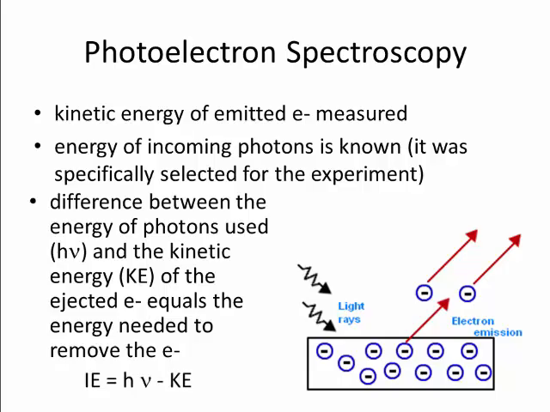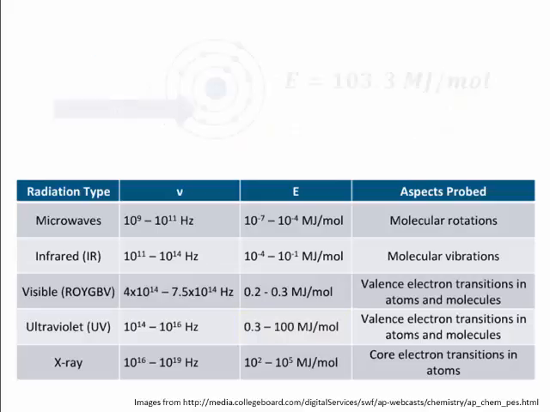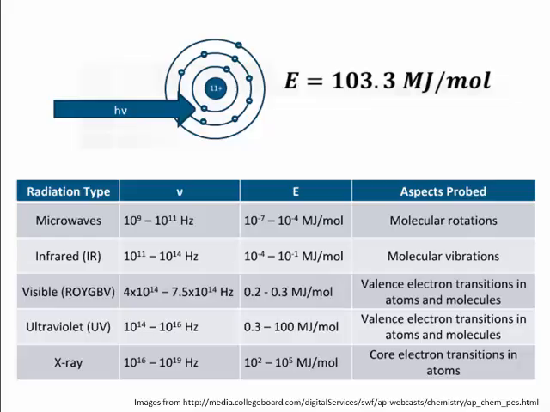In other words, the ionization energy of the electron equals the energy of the photon of light used minus the kinetic energy of the ejected electron. To remove a valence electron, UV and sometimes visible light provides sufficient energy. But to remove a core electron, the incoming photons must have much higher energies, like in the X-ray range.